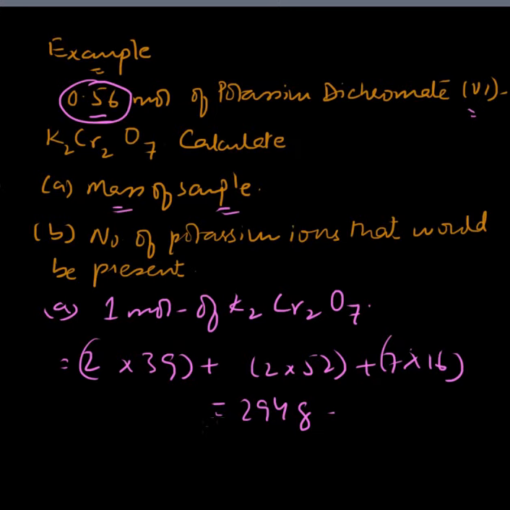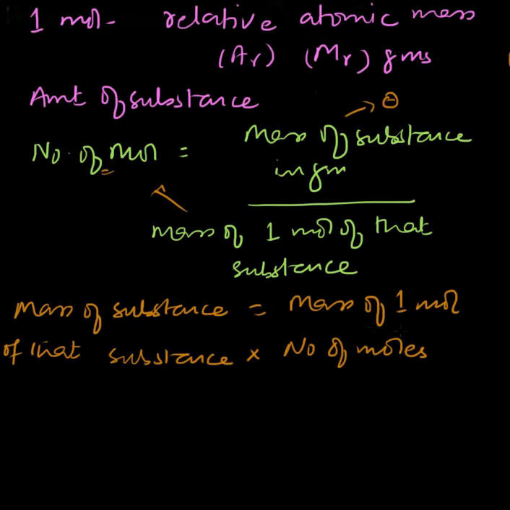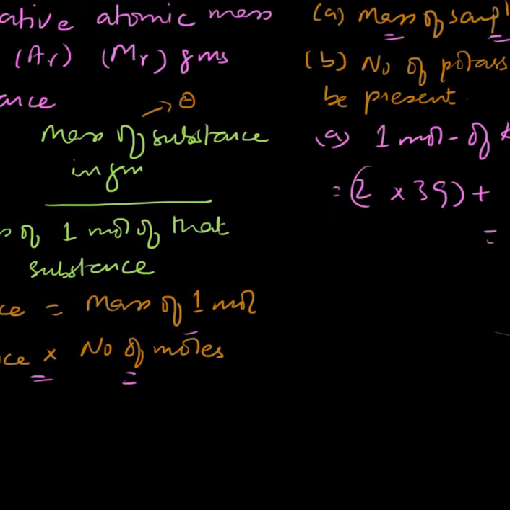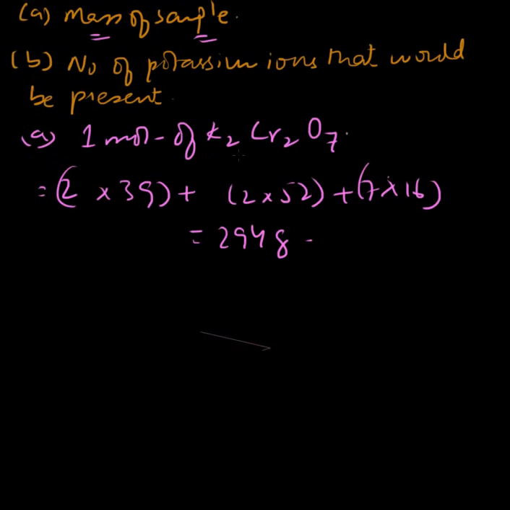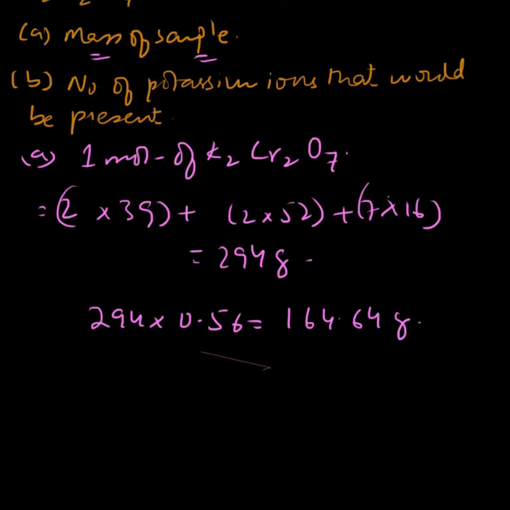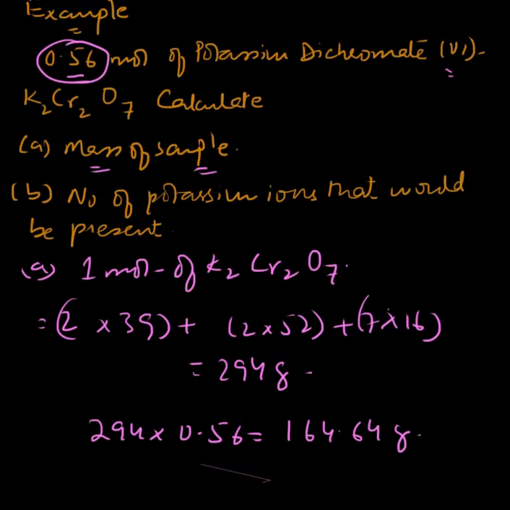Mass of substance, right? So we have to calculate mass of substance. Remember the formula that we have just discussed right now, that what is mass of substance. So as we recall, the mass of substance is equal to mass of 1 mole of that substance multiplied by number of moles in grams, right? So what is the mass in grams? It is 294 multiplied by number of moles, that is 0.56. We are getting a value of 164.64 grams. Remember, please don't make the error of not solving it like this.